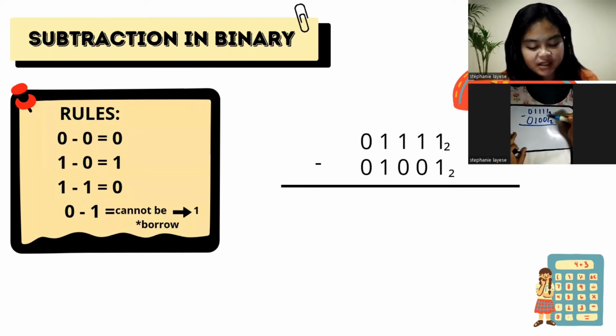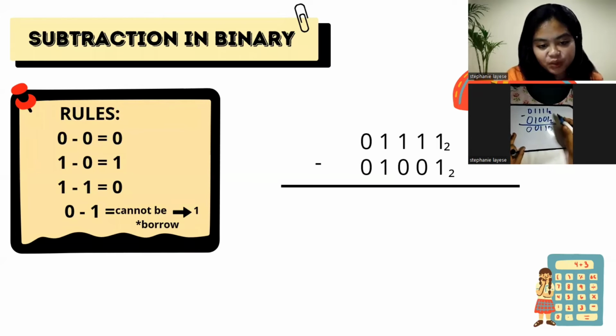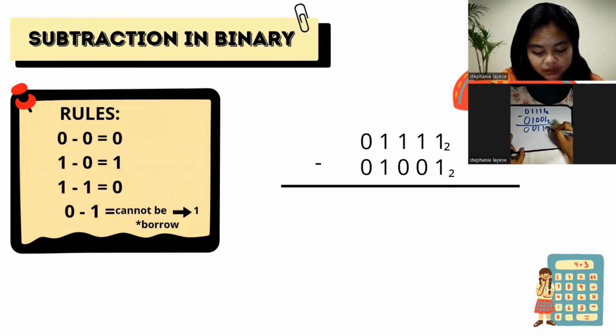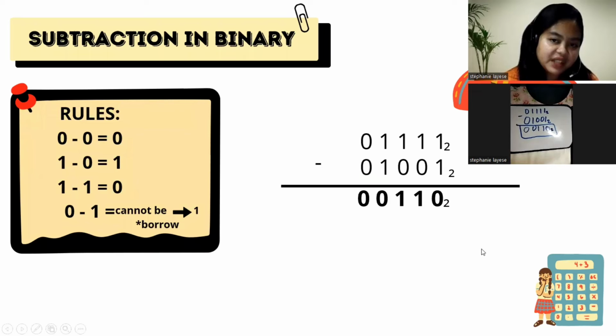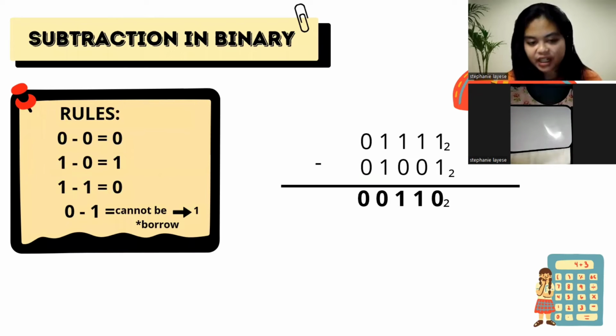And we subtract this. 1 minus 1 equals 0. 1 minus 0, we bring down 1. 1 minus 0, we bring down 1. 1 minus 1 equals 0. And 0 minus 0 equals 0. And then we copy the subscript of 2. And we got the answer. Now let's check if we have the same answer in the presentation. Yes, we have the same answer. Now, let me clean my board because we will be preparing for the multiplication of binary.